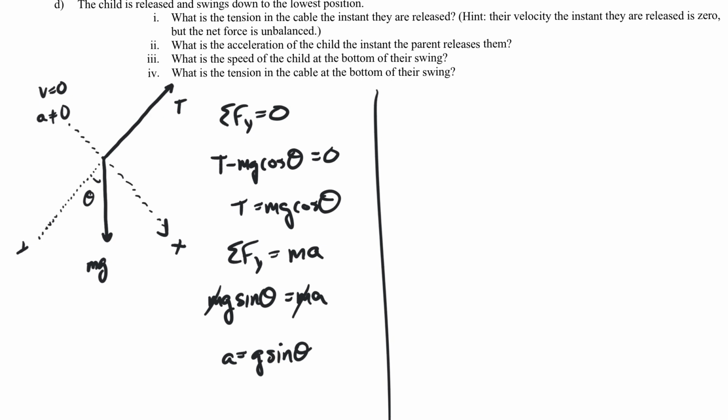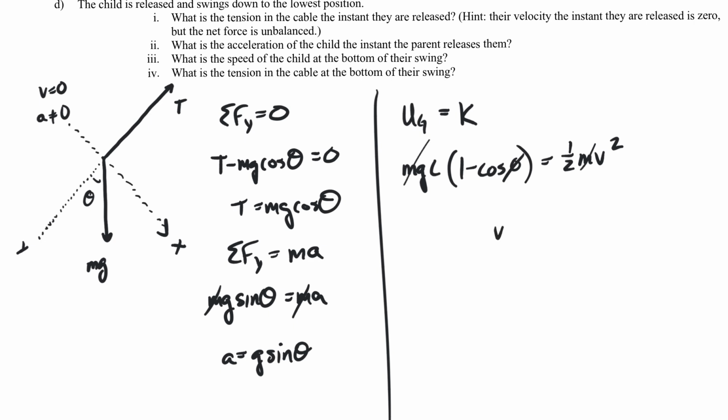What is the speed of the child at the bottom of their swing? Well, I think the gravitational potential energy will equal the kinetic energy. So mgL times 1 minus cosine phi equals 1/2 mv squared. I'm going to do the algebra fast, so are you guys okay with it? Cancel out the m's, multiply by 2. v is going to be the root of 2gL times 1 minus cosine phi. All good?